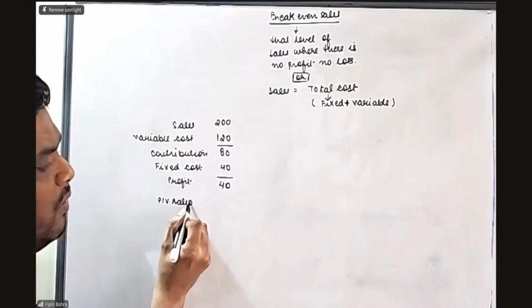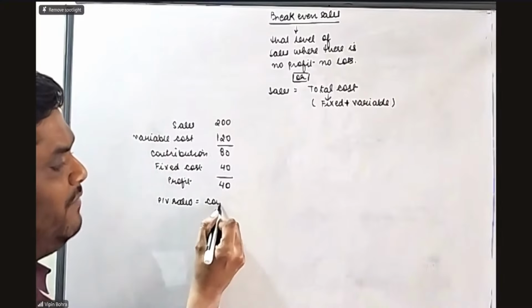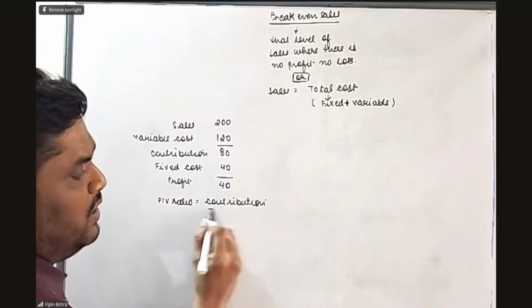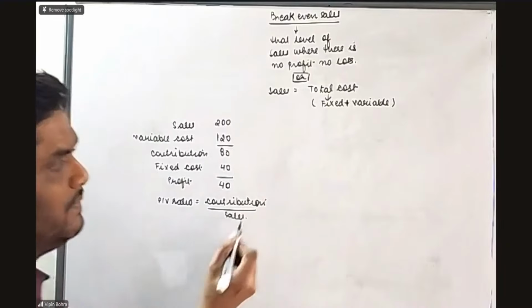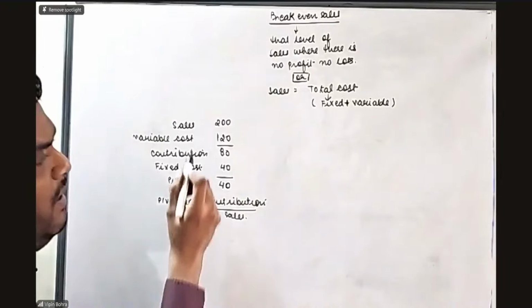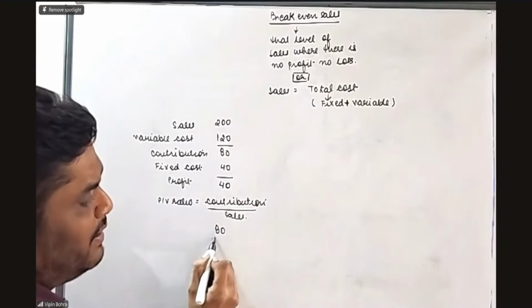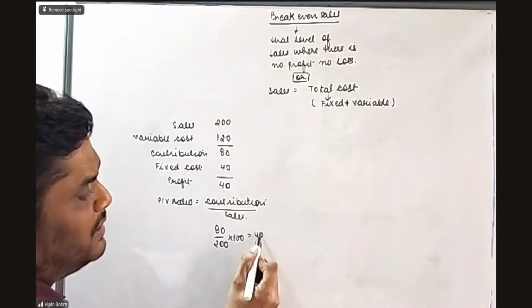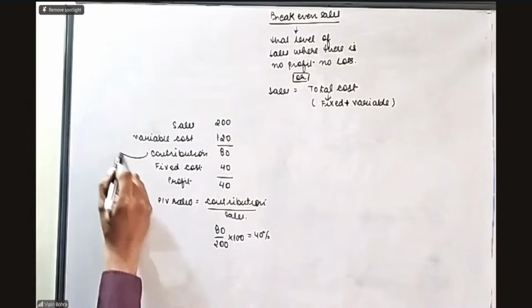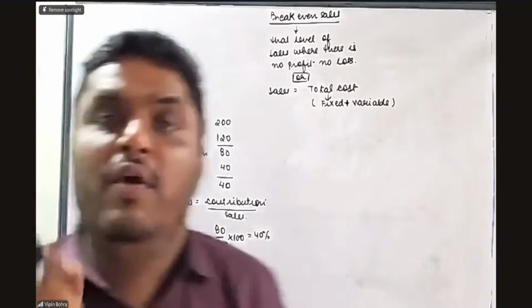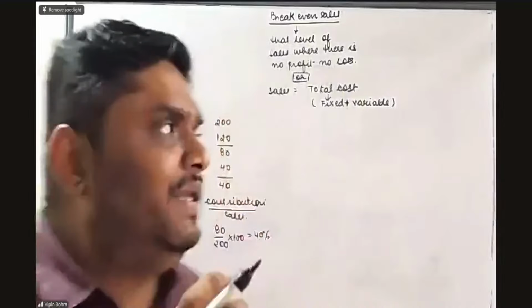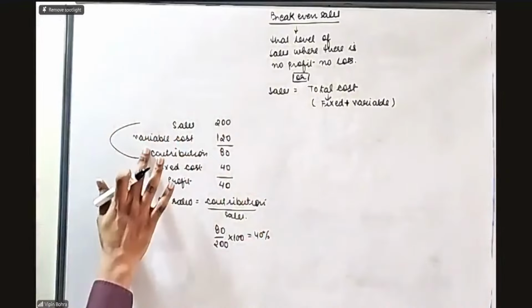The relationship between contribution and sales, we call it as what? PV ratio. Herein contribution is 80, sales is 200. Therefore, my PV ratio will be how much? 40%. It means the contribution is 40% of sales. So whatever the sales will be, its 40% will be the contribution.